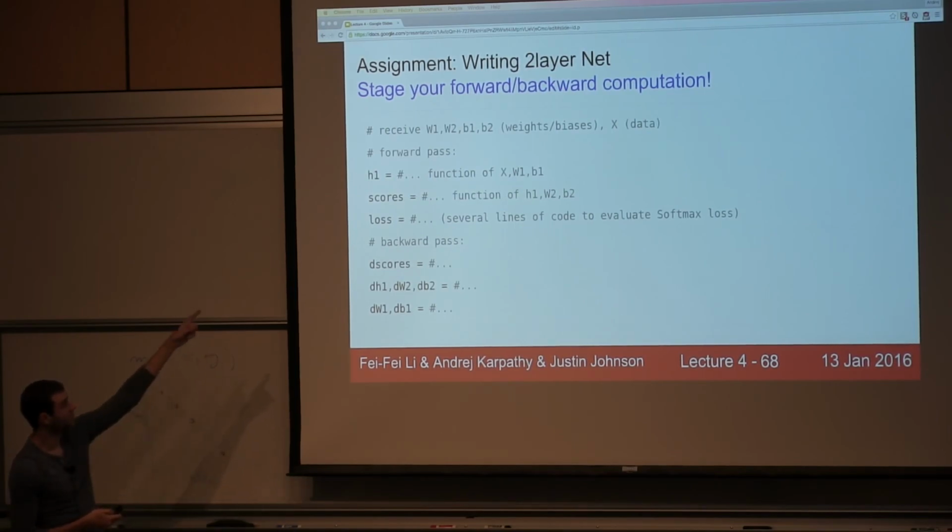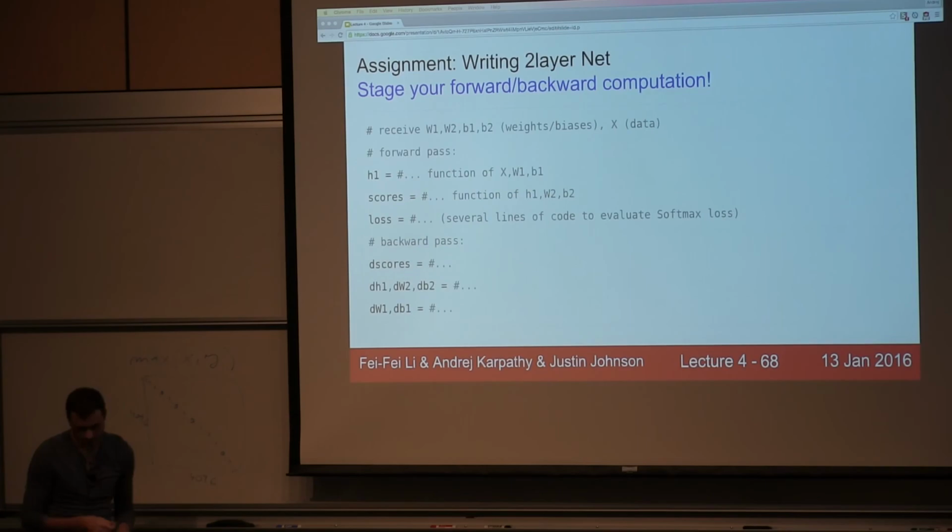You receive these weight matrices and also the biases. I don't believe you have biases in your SVM and in your softmax, but here you'll have biases. So take your weight matrices and the biases, compute the first hidden layer, compute your scores, compute your loss, and then do the backward pass. Backprop into scores, then backprop into the weights at the second layer, and backprop into this H1 vector, and then through H1 backprop into the first weight matrices and the first biases.